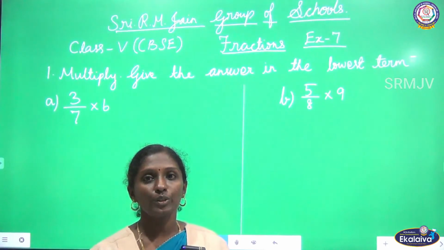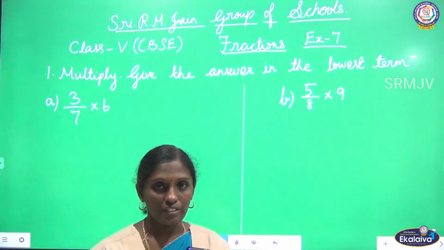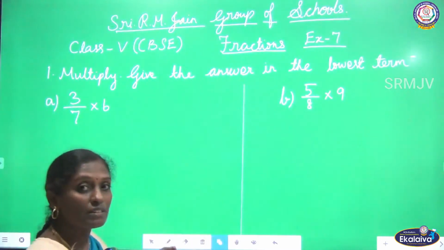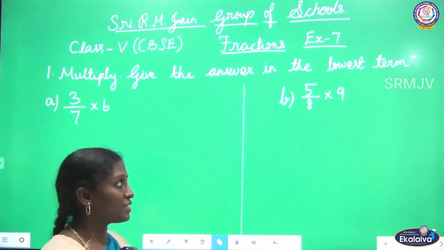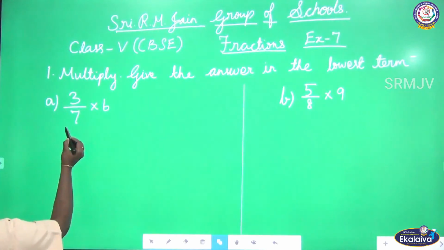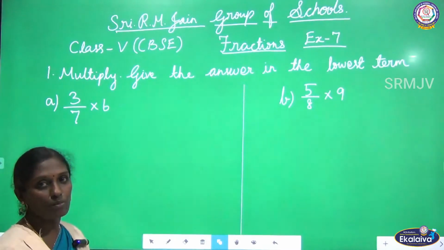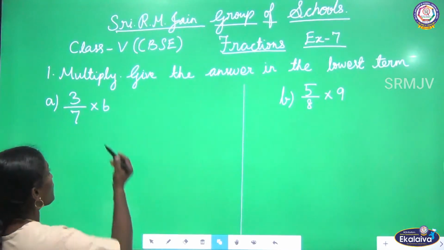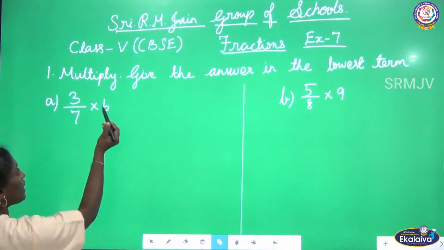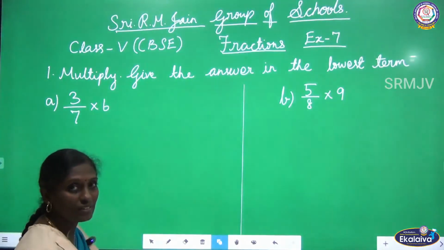Today we are going to do the problems in exercise 7 from the chapter fractions. In this exercise we are going to learn to multiply the fractions. Here the first one is a fraction and the second one is a whole number. While multiplying the fraction and the whole number, we have to multiply the numerator and the whole number, and the denominator remains the same.